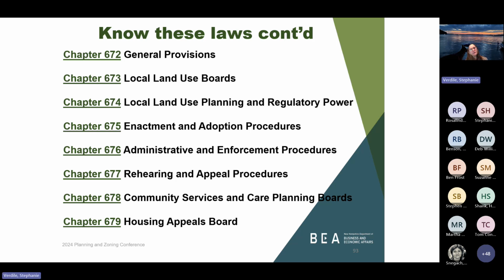Chapter 676 is administrative and enforcement. This deals with how the planning board and zoning board, and other land use boards, with the historic district commission, agricultural commission, all of those types of things, the penalties, the issuance of building permits, those are the enforcement procedures for your board that you should be aware of.